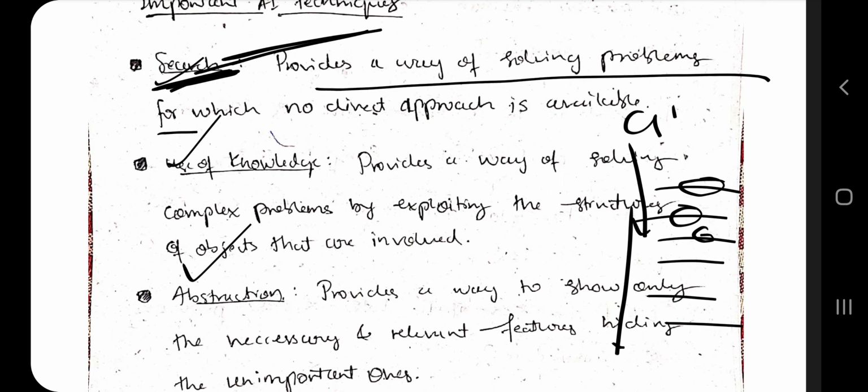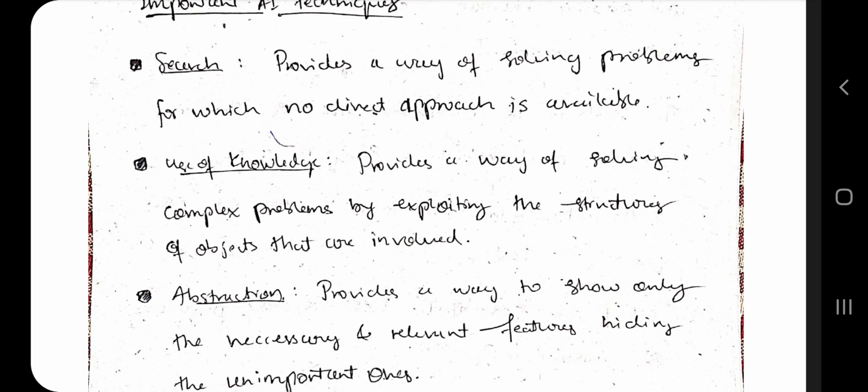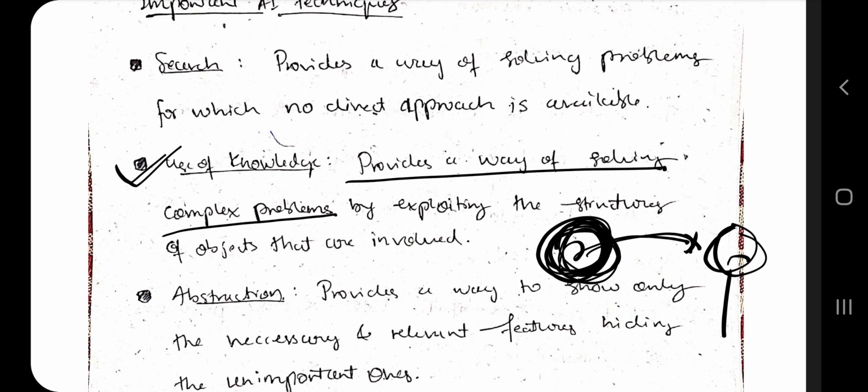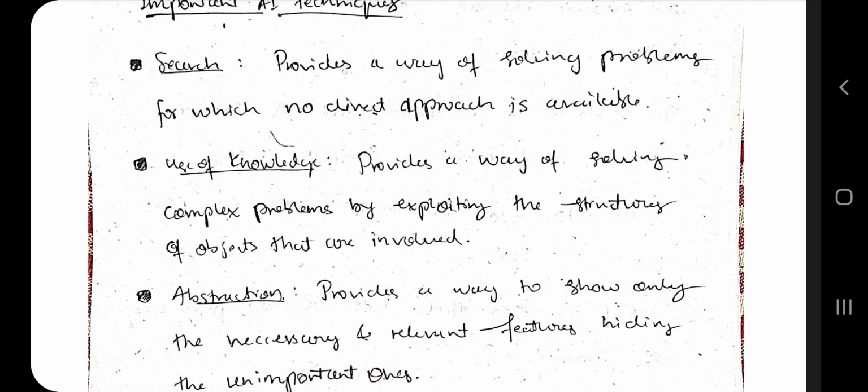It provides a way of solving problems for which no direct approach is available. Using the different data sets, we'll be forming an approach which is applicable to real life situations. Use of knowledge provides a way of solving complex problems. By using knowledge, we can solve complex problems by converting that problem into a data structure of the computer, and then applying AI techniques. Converting the problem into what? A data structure which can be solved using AI techniques.